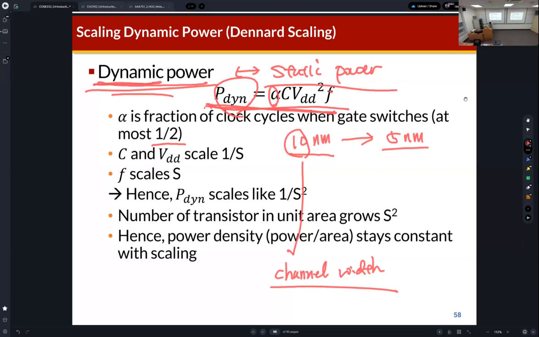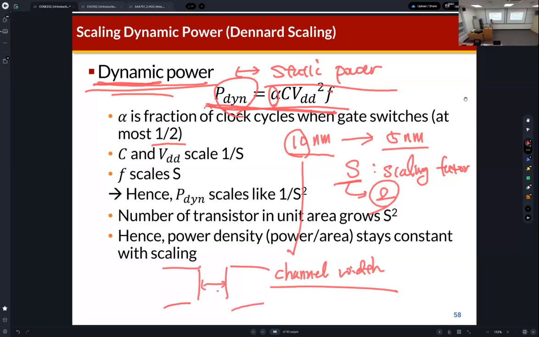In this case, S means the scaling factor, which means how much the transistor size is reduced. In this case, S is 2, because 10 nanometer is reduced to 5 nanometer. I also mentioned that S relates to the distance between two different nodes. If the distance is reduced, then we can make a faster circuit.